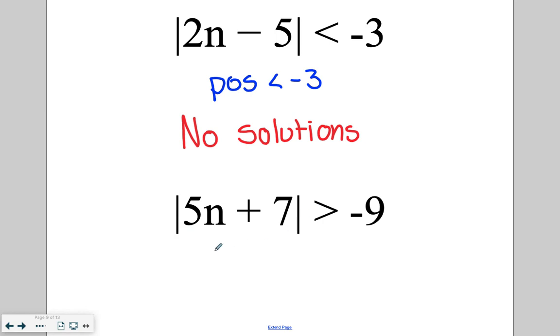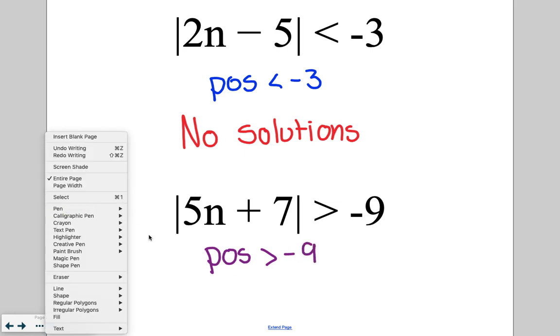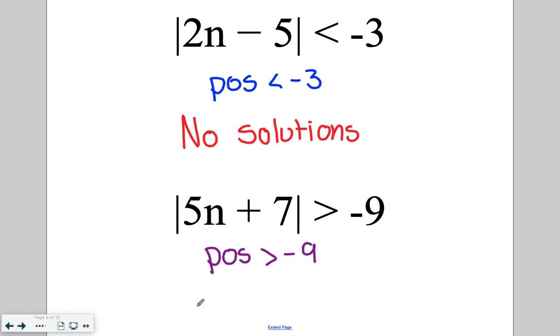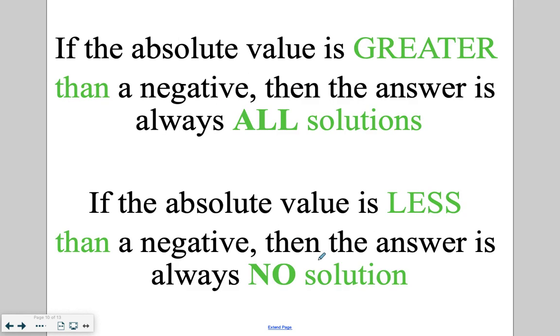If you come down to this next case, again, your absolute value is positive, and now it's saying it's greater than negative 9. As we know, all positive numbers are greater than negative 9, so in this case, it would be all or infinitely many solutions. It doesn't matter what you plug in for n, it's always going to be greater than negative 9. So, just recapping once again, if the absolute value is greater than a negative, the answer is always all solutions. If the absolute value is less than a negative, the answer is no solutions.